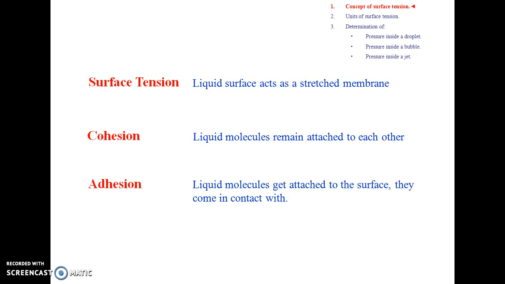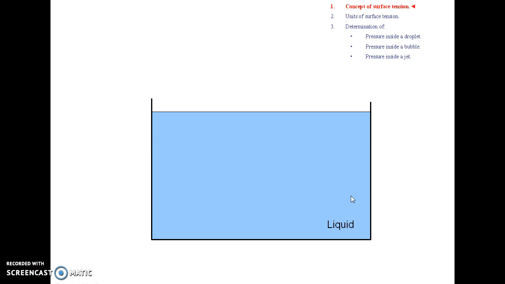Surface tension is the concept of liquids in which the liquid surfaces act as a stretched membrane. The cohesion causes the liquid molecules to remain attached to each other, whereas due to adhesion, the liquid molecules get attached to the surface they come in contact with.